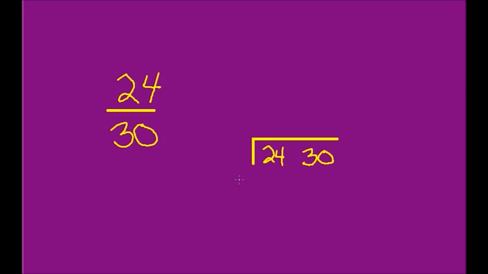Okay, let's see how you did. 24 and 30. What do I notice about them? Well, this ends in a 4 and that ends in a 0, so they're both even. I see they both divide by 2. 2 goes into 24 12 times. 2 goes into 30 15 times.